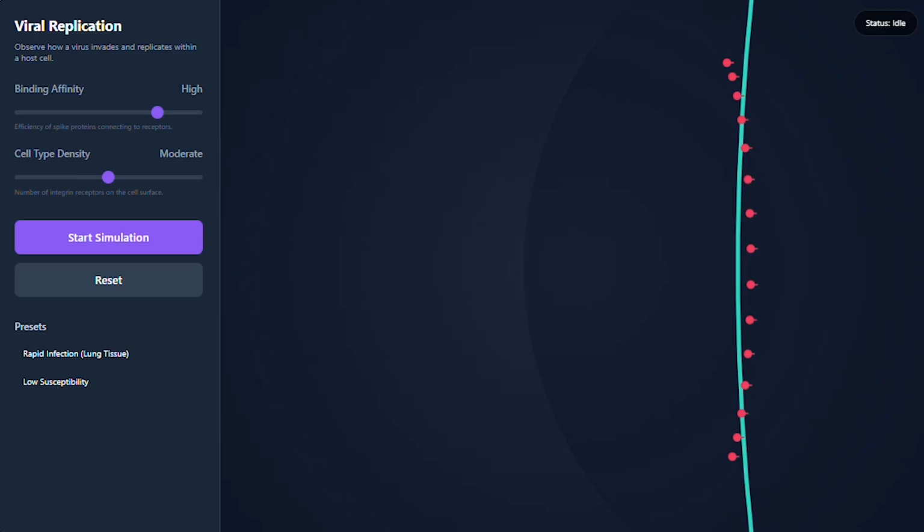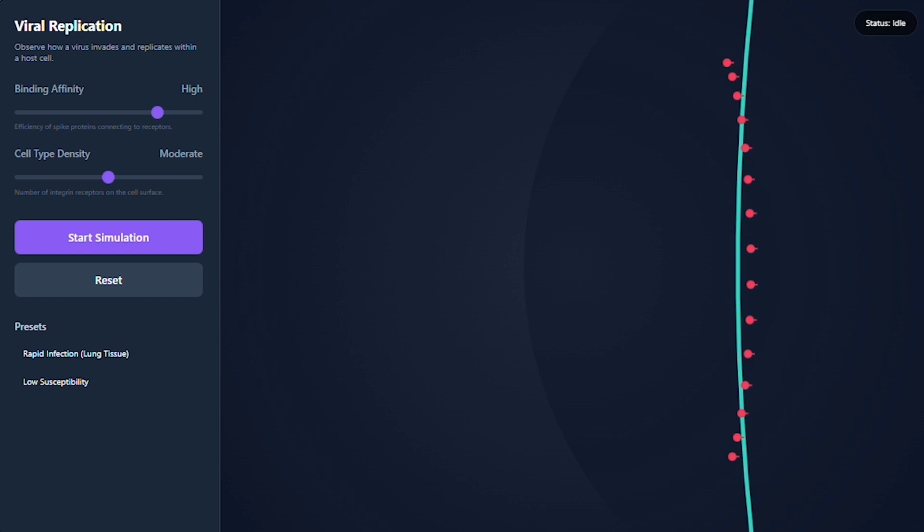Welcome. In this simulation, we'll examine the critical steps a virus takes to hijack a human cell, starting with attachment and ending with replication. Binding affinity measures the strength of the attraction between viral surface proteins and host cell receptors. Higher affinity makes attachment more likely.